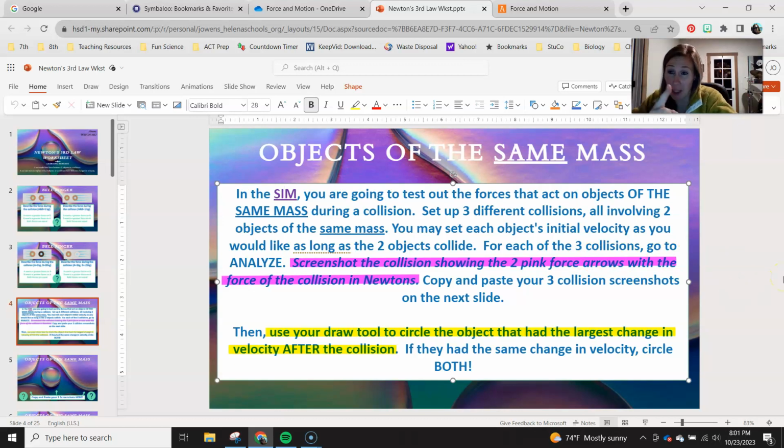So you're going to go to Analyze, you're going to go to playback on that video, and you're going to find the point where they connect and show the pink arrows and the size of the force of those pink arrows. Then you're going to copy and paste 3 different collisions onto the next slide.